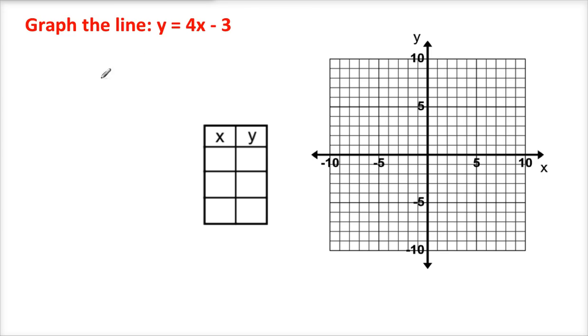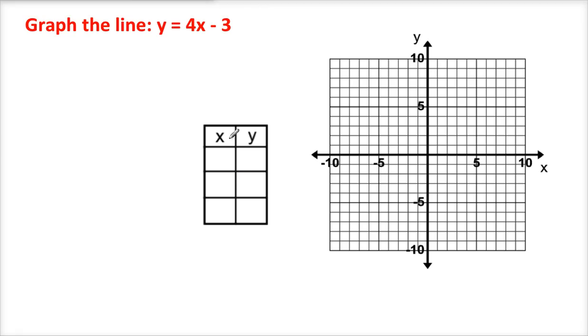So we're going to use this method to graph the line y equals 4x minus 3. Now first recognize that we have an x variable and a y variable here. And the x and y variable represent a coordinate on my graph, on my coordinate plane, right? So I'm going to plug in numbers for x and see what y should be, and that will help me fill in this table. So that's the process we're working with. Let me show you an example of how it works.